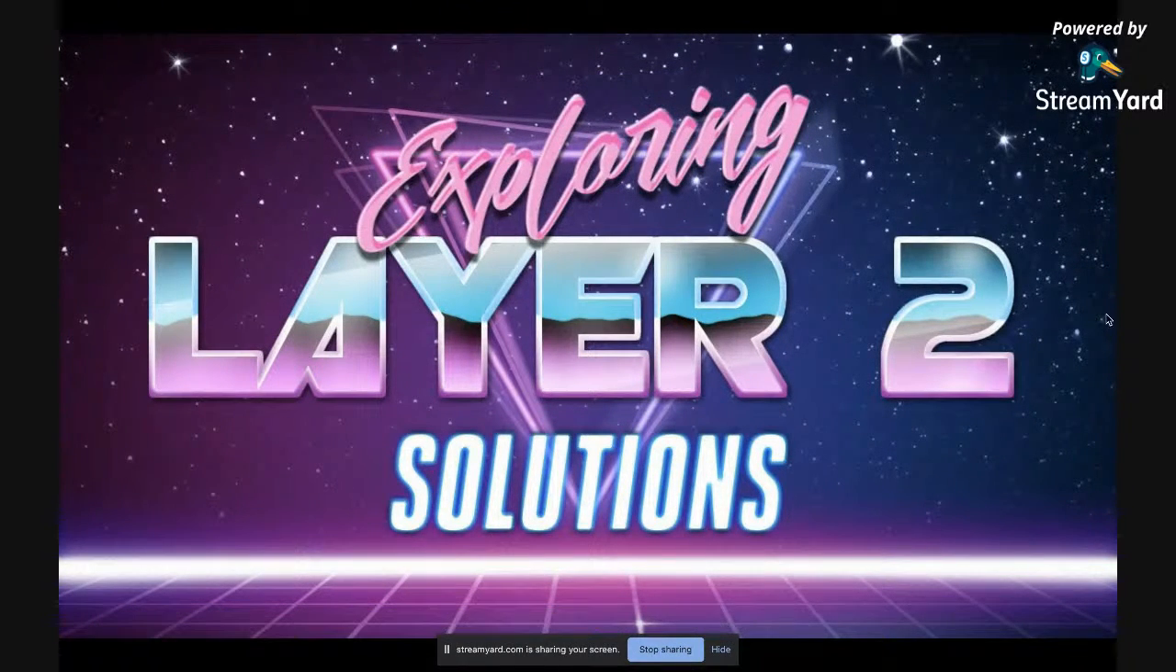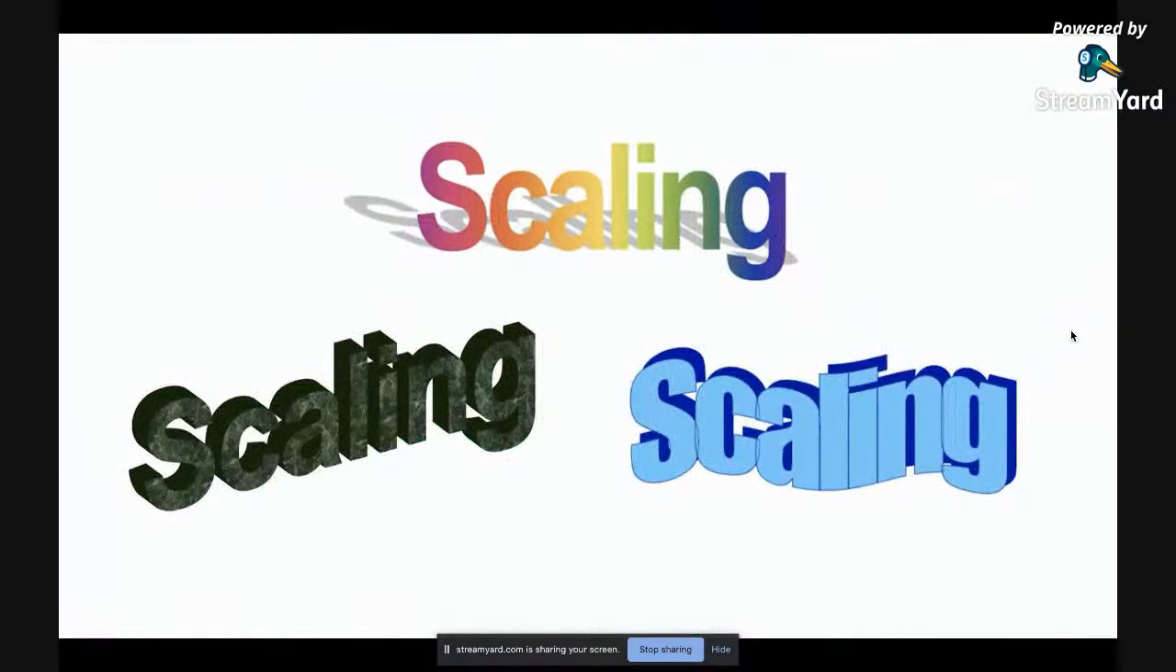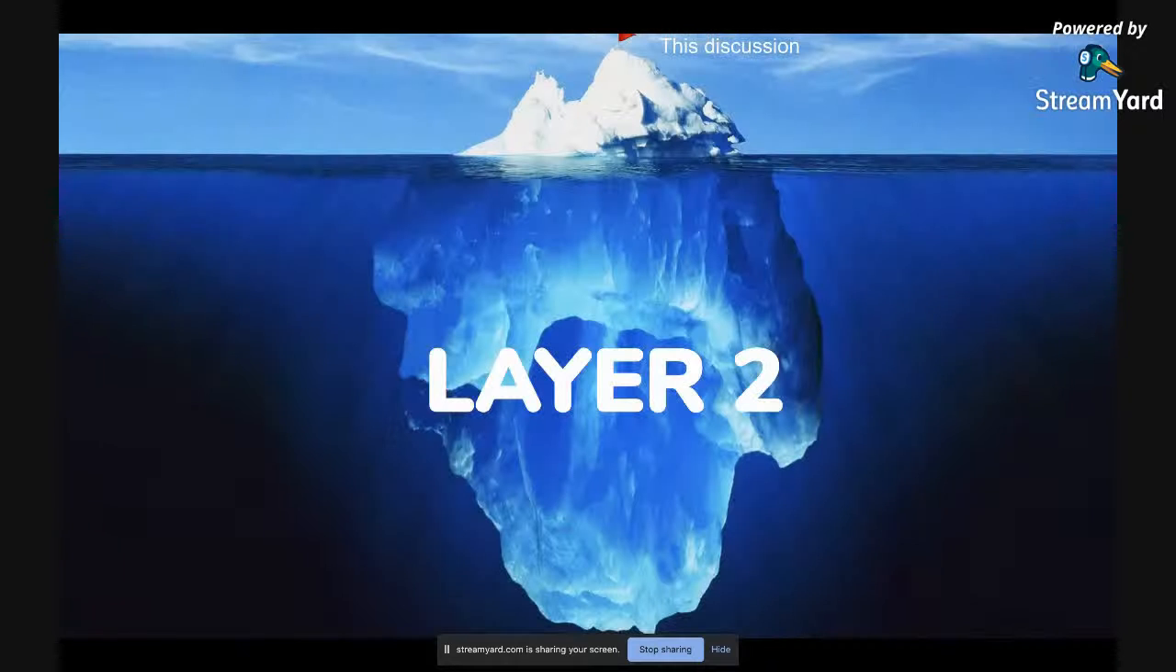Yep, perfect. Awesome. Okay, so exploring layer 2 solutions. I think the primary thing to note here is that these layer 2 solutions solve the massive scaling issue with Ethereum. So scaling is the primary focus, okay?